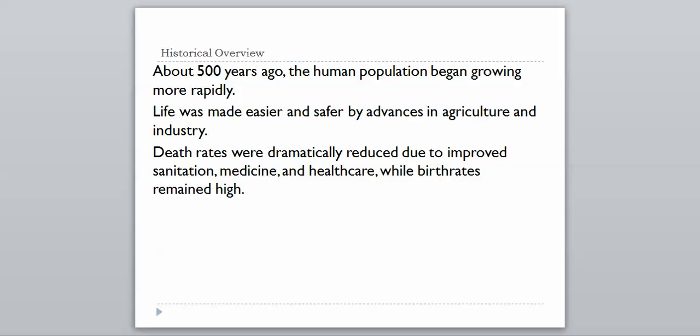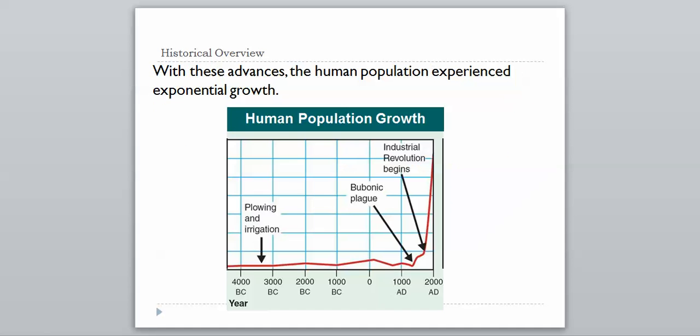Advances in all those things have caused the human population growth to start increasing dramatically. And since these advances have occurred, the human population is currently in a period of exponential growth. Remember that curve going basically straight up. So the population of humans is increasing exponentially right now.